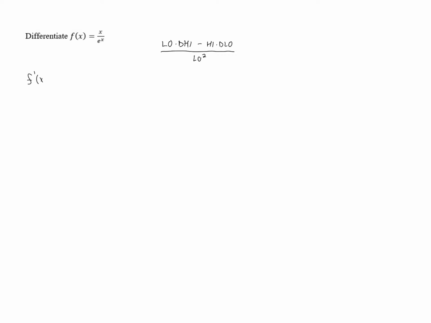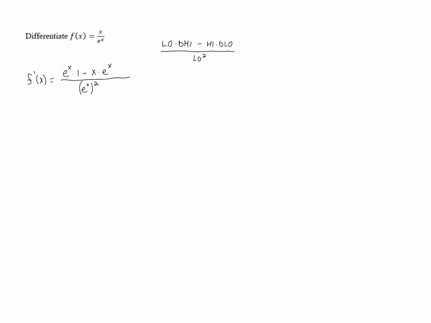So we've got f prime of x equals low times d high. The low function is e to the x. And then the derivative of the higher function is just 1. The derivative of x is 1. Minus high, which is x, times the derivative of the lower function, which is e to the x, all over the lower function squared. So that's going to be e to the x squared.